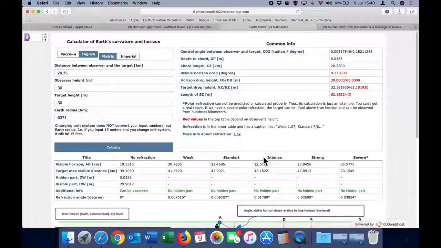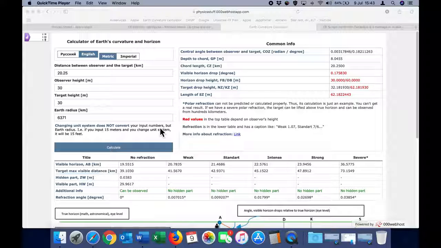So looking at the Earth Curve calculator, if we put a distance of 20.25 kilometres, and observe a height of 30 metres with a target height of 30 metres, which is the focal height of the lighthouse, we can see that with any refraction, there is no hidden part, and therefore we should see all of that land underneath the lighthouse. Even if we factored in no refraction, the amount hidden is just 4 centimetres, which is negligible.